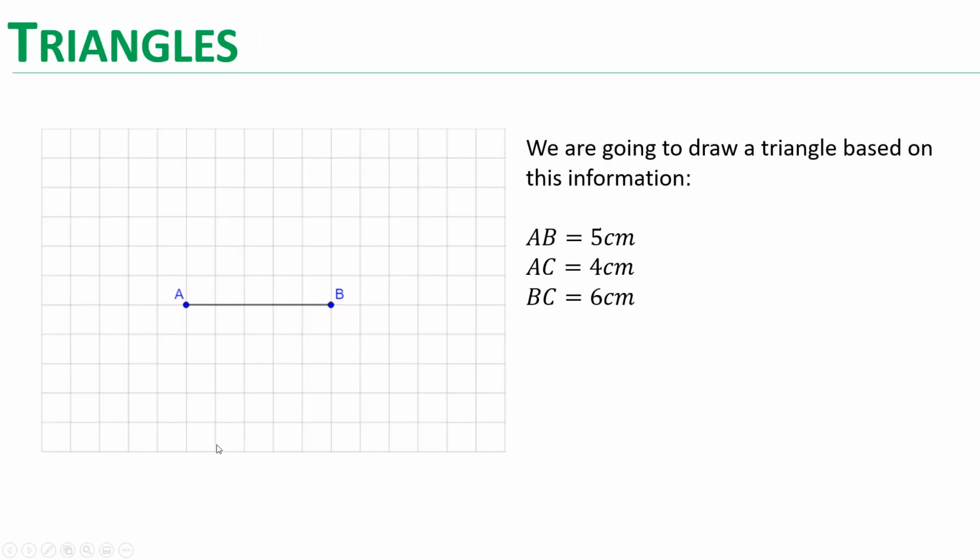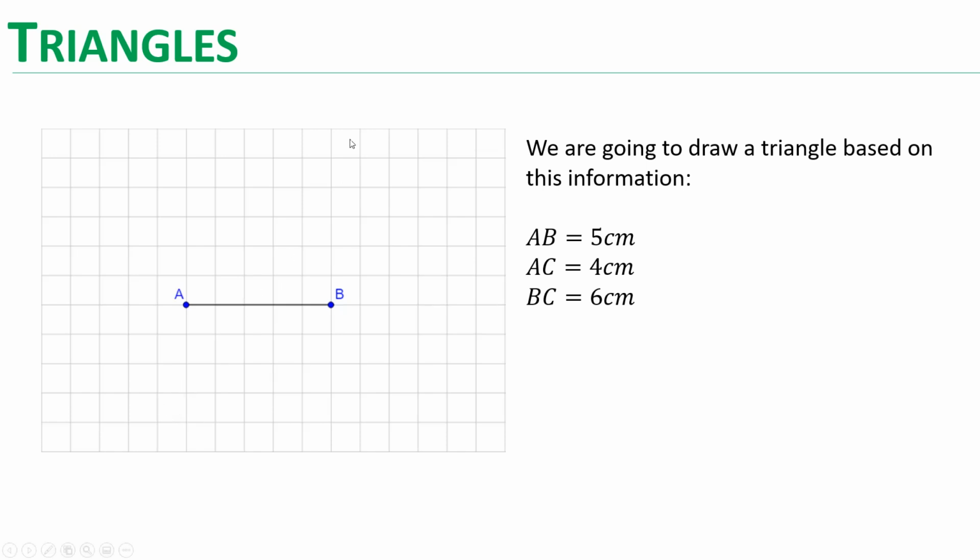The second one will be about drawing triangles based on instructions. Now sometimes you'll get relevant sides and angles, but sometimes you may only get the sides of the triangle. And in those cases, you'll not need to measure out an angle, but you'll need your compass. And I will quickly remind you why that is and how that works.